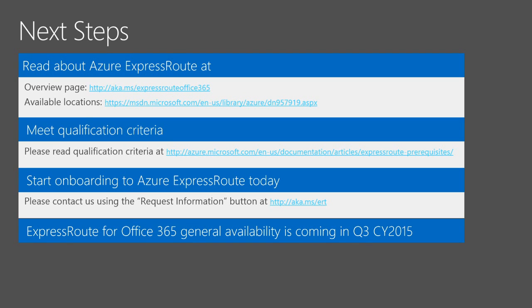So next steps, if you want to learn more about ExpressRoute, we have an overview of ExpressRoute for Office 365 at aka.ms/ExpressRoute Office 365. There's a link on this slide also to all of the available ExpressRoute locations that we have available today, and then also to the qualification criteria, walking you through the prerequisite steps. And if you want to start onboarding with Azure ExpressRoute today, right now, there's a link there, aka.ms/ERT, where you can do that as well.